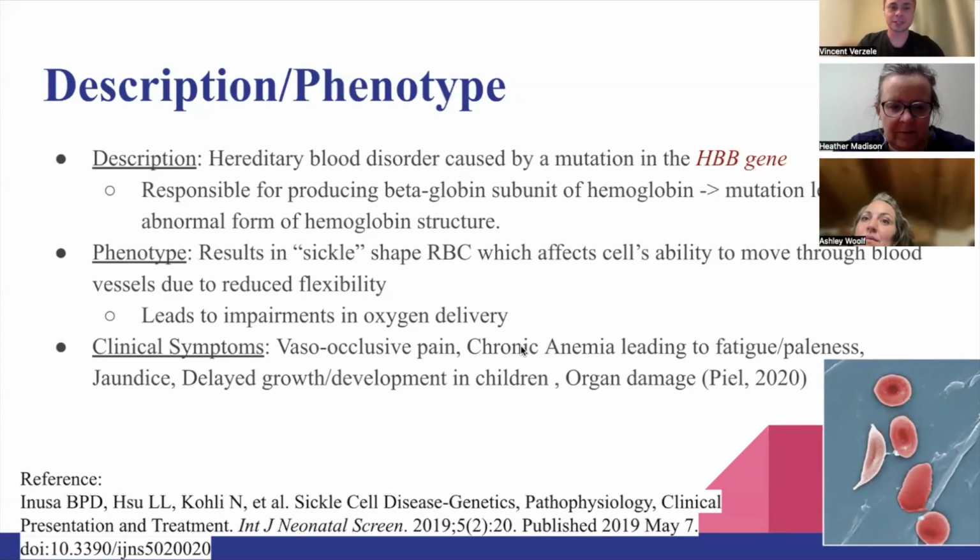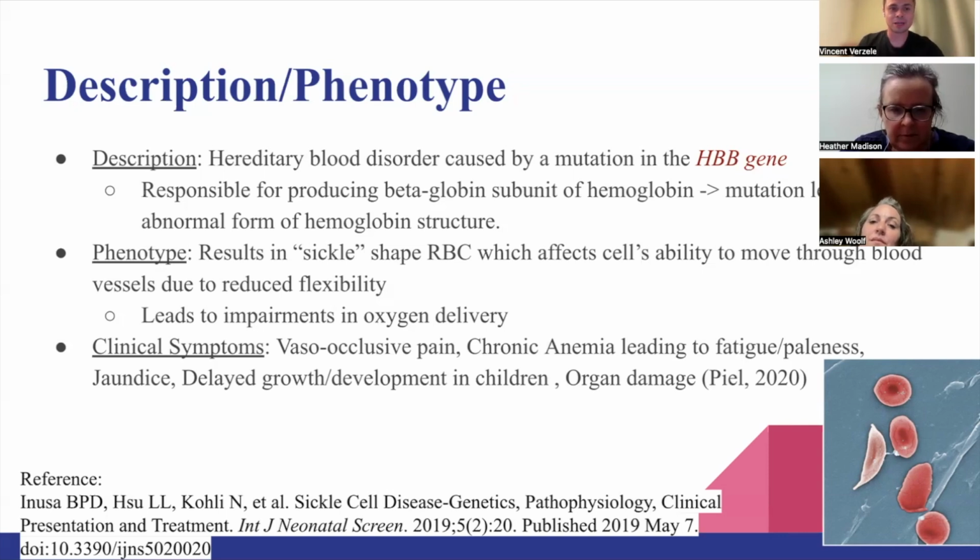So the description and phenotype of sickle cell is that it is a hereditary blood disorder. It's caused by a mutation in the HBB gene, which is responsible for encoding the beta globin subunit of hemoglobin. Hemoglobin is the protein in the red blood cells that carries oxygen throughout the body. So if you have a mutation in it, you're going to have an abnormal form of hemoglobin, known as HbS. Under low oxygen conditions, HbS will cause the red blood cells to turn into a sickle shape rather than a typical round flexible shape.